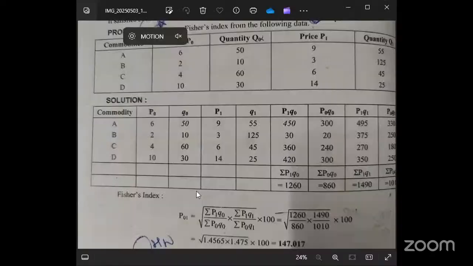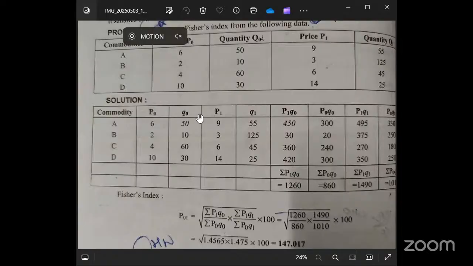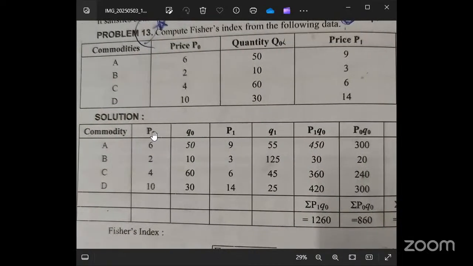Yeah, this is another problem. They ask us to compute the Fisher index. So here also they have given us commodities, price, and quantity, like base year and current year, P0, Q0, P1, Q1. They have already given us. So what we need to do? We need to multiply and make the totals.